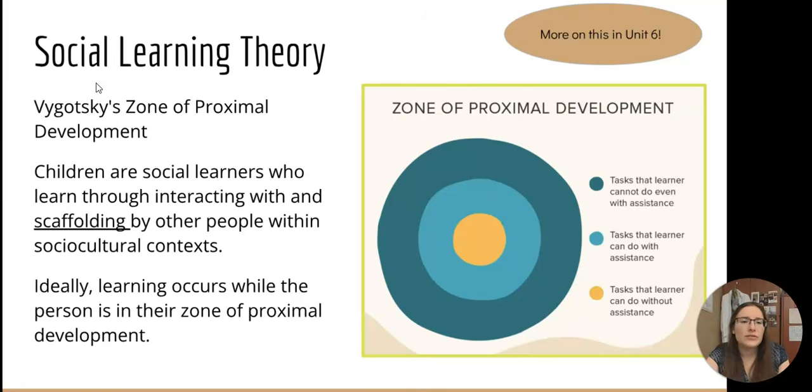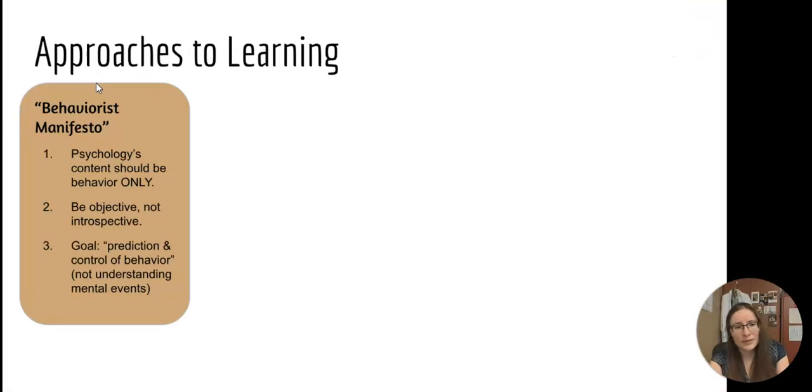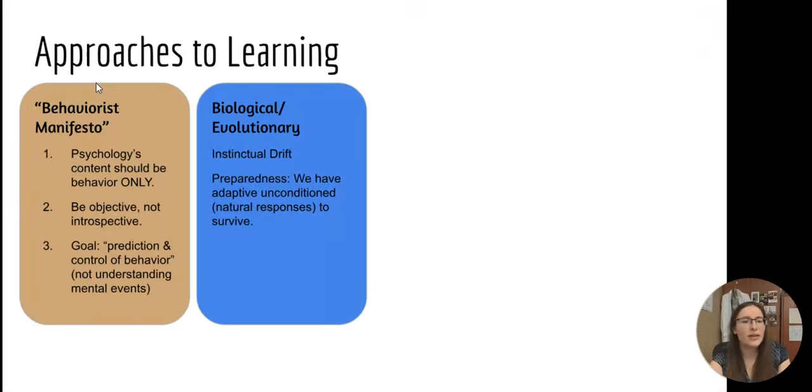Now this is a bit of a different kind of social learning theory because this is more about cognitive tasks, and in this unit we're again focusing a bit more on behaviors. So kind of summarizing our approaches to learning, we have the behaviorists, who say psychology should just be about behavior. We are going to try to control it, predict it, and pretty much ignore mental processes.